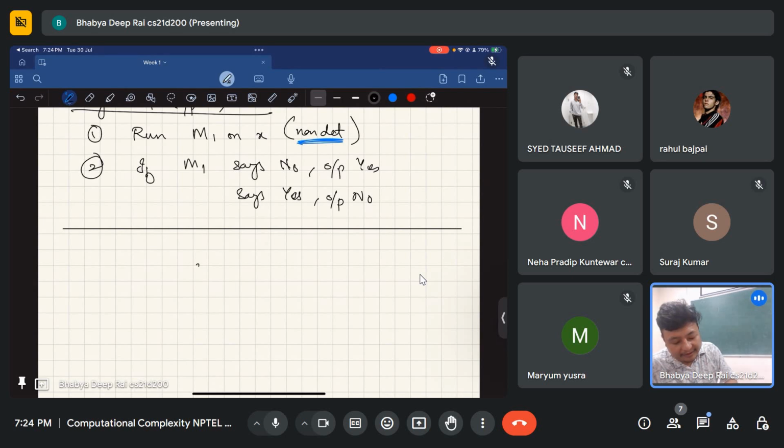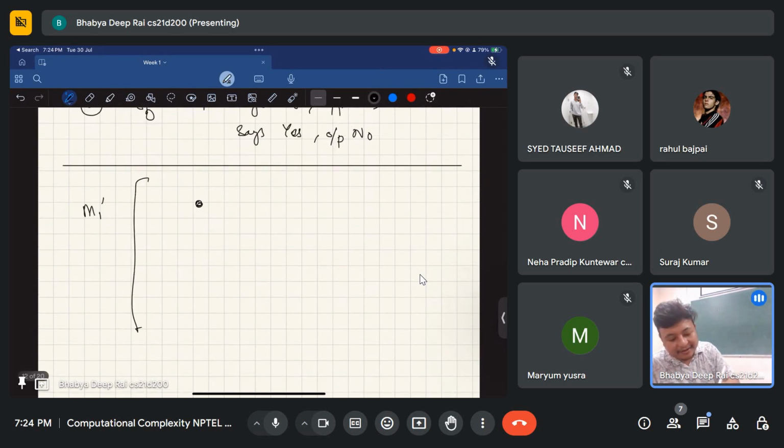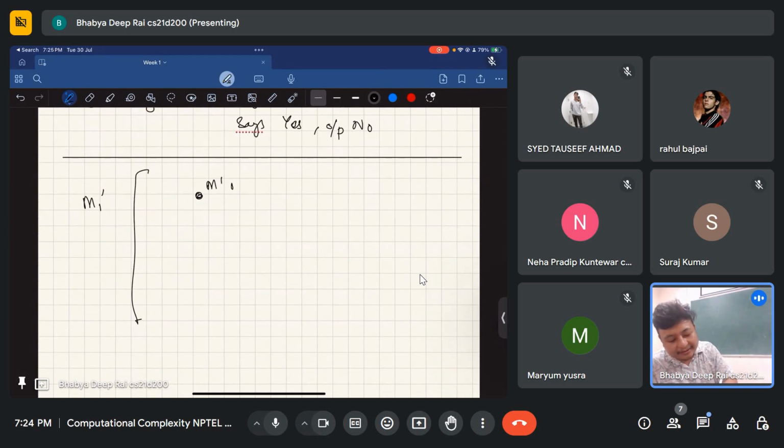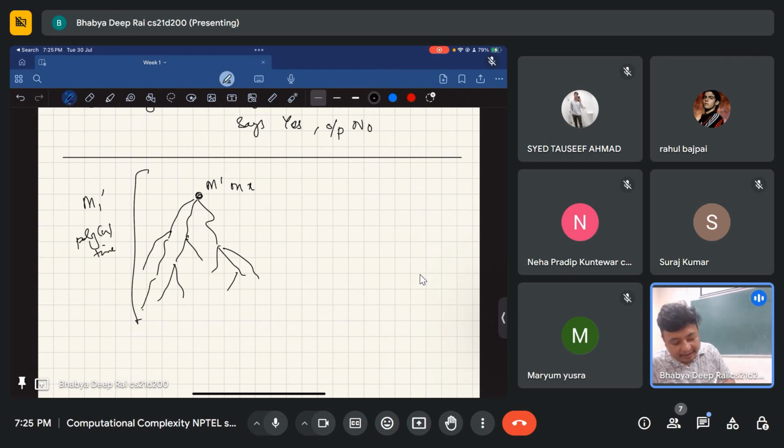Why? Because here I run M1. Okay, this is my new machine M1 prime. Here I run M1 on X, and it will start making some non-deterministic choices. Right, it will start branching off into several choices, and of course it takes polynomial time. Time is not a problem. It still takes polynomial time, but at the end, some of the paths accept, and some of the paths reject. Maybe in the middle it rejected, and so on.